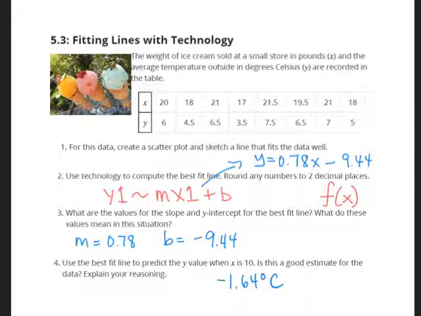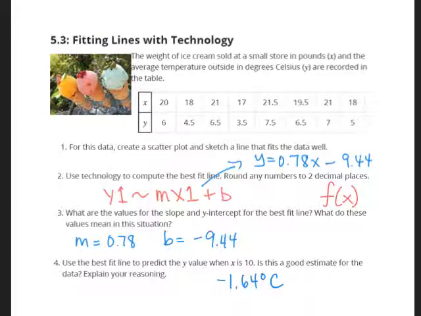And then it says predict the y value when x is 10. So all you're doing is plugging in 10 for x here. So you do 0.78 times 10, which is 7.8, subtract the 9.44, and you end up with negative 1.64 degrees Celsius. Remember, y, the output, is the temperature in degrees Celsius. So, is this a good estimate?